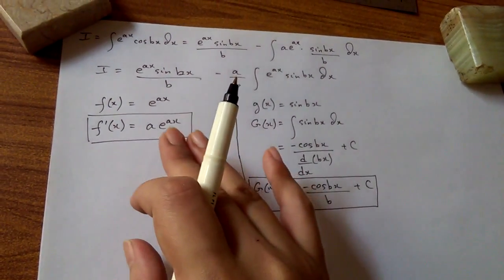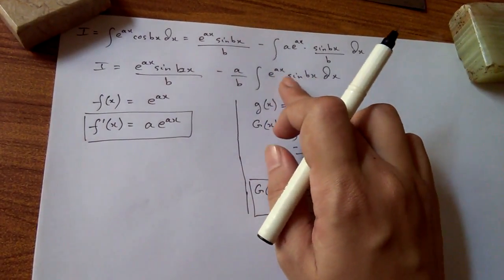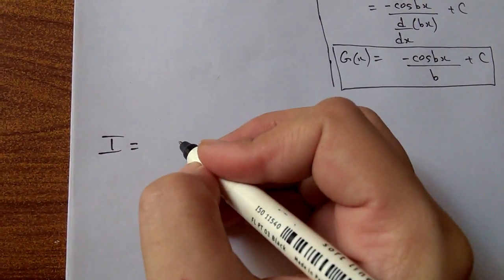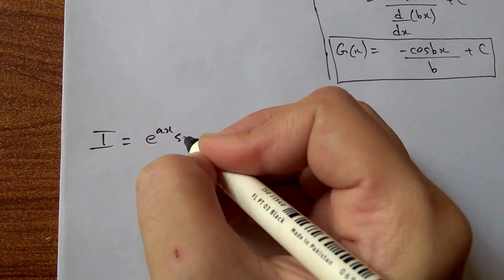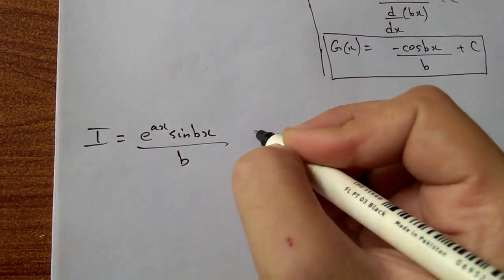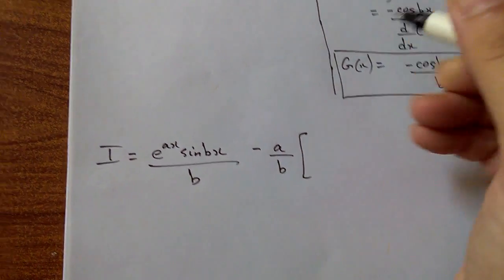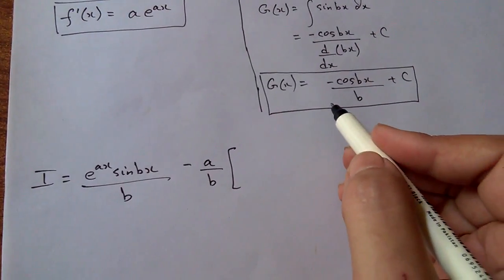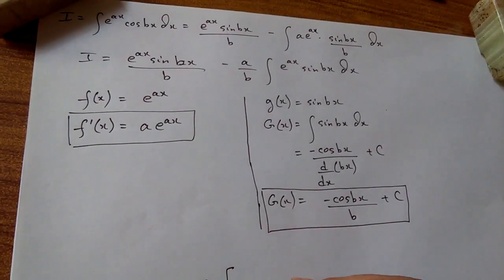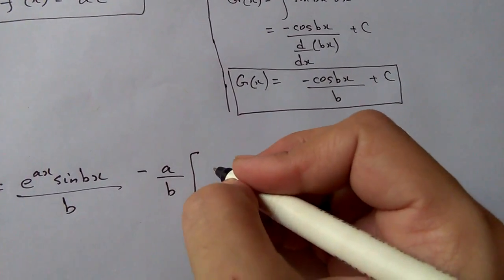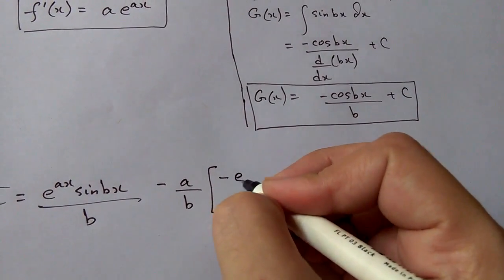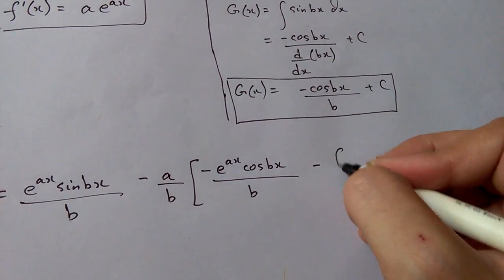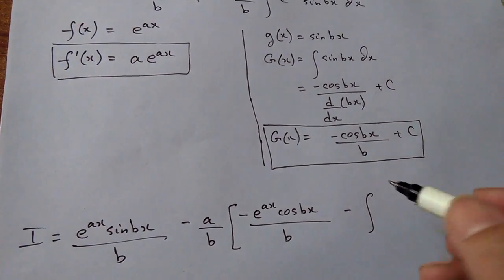Now once again you apply your by parts formula over here. So let us see. Over here I'm going to apply my by parts formula. This is my f, this is my small g, this is my f dash x, this is my capital G of x. Let us apply the formula. So f of x and capital G of x minus the integral of f dash x and capital G of x.